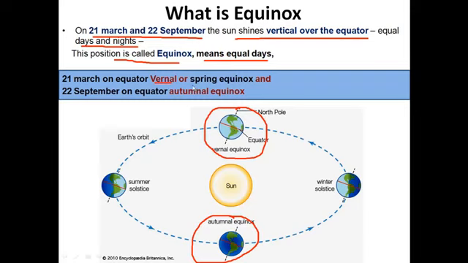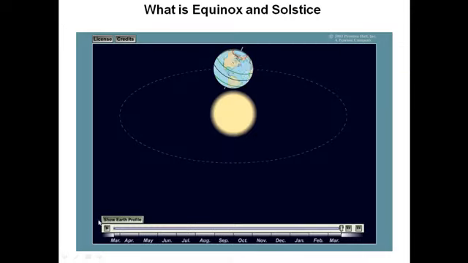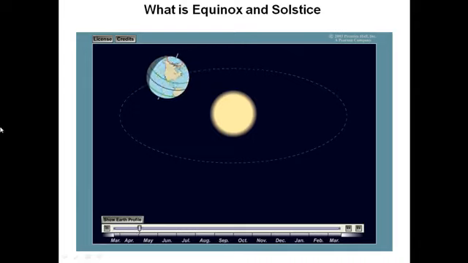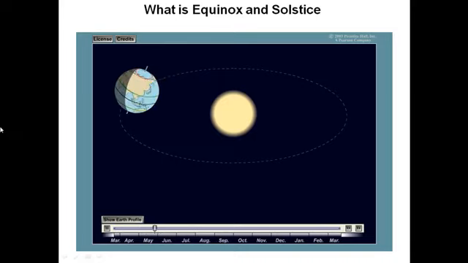It is also called vernal or spring equinox. On 22nd September, the direct rays of the sun will fall on equator, and it also experiences equal length of days and equal length of night, and is called autumnal equinox. Now we'll understand what is equinox and solstice with the help of a simulation. As you can see, the earth is rotating on its own axis. At the same time, it is also revolving about the sun. It completes one revolution in 365 days or 1 year.